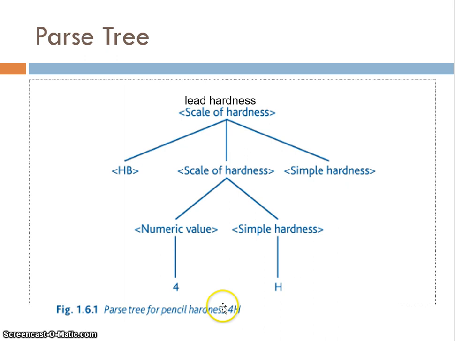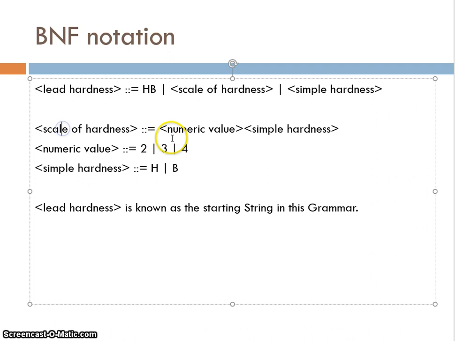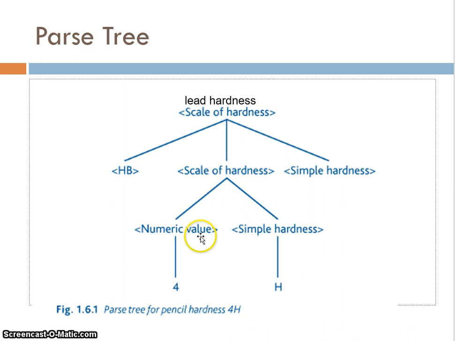For a 4H pencil, this will then go down the scale of hardness part of the tree. So a scale of hardness is numeric value followed by simple hardness. So we've got numeric value, simple hardness. The numeric value is 4. That is a valid value, and the simple hardness is H, that is also a valid value. So this shows us the parse tree of 4H. So this is what this is showing. Now you can do a parse tree for any BNF statement.